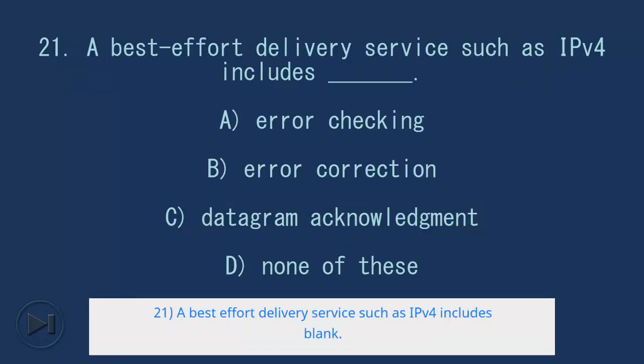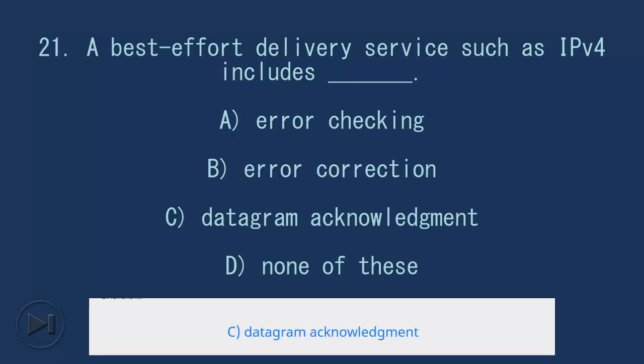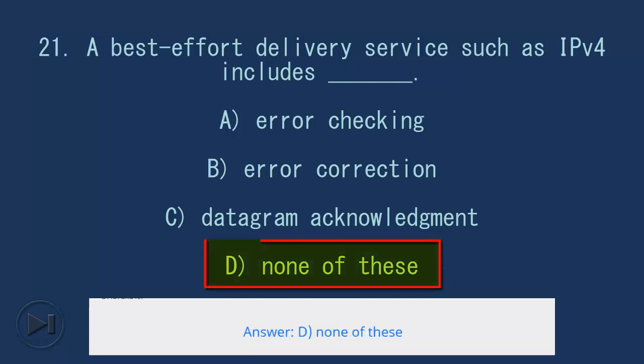21. A best effort delivery service such as IPv4 includes blank. A. Error checking. B. Error correction. C. Datagram acknowledgement. D. None of these. Answer, D. None of these.